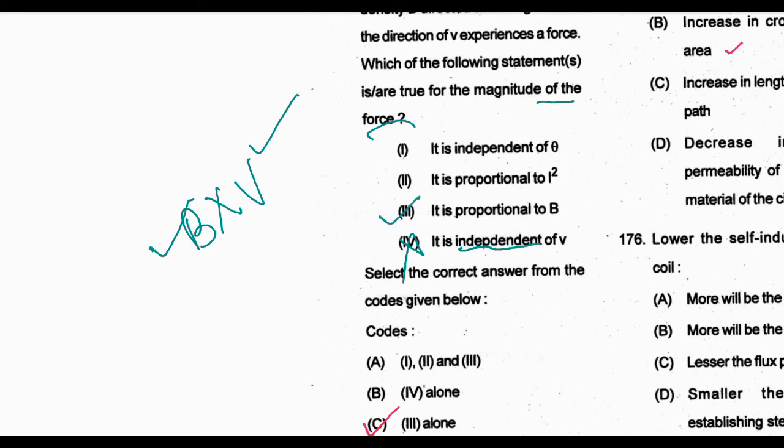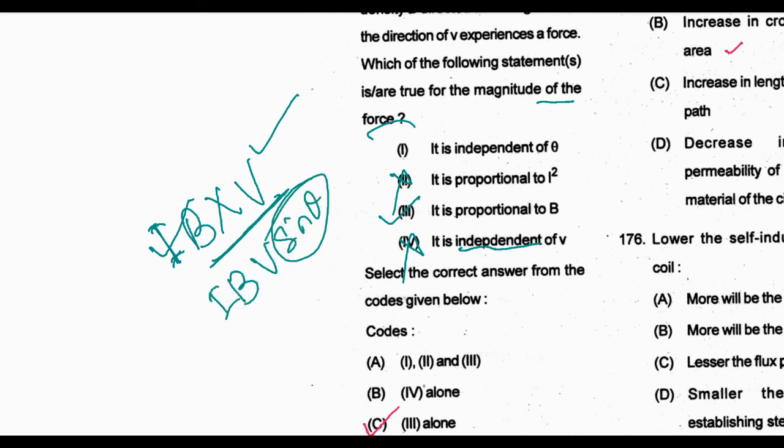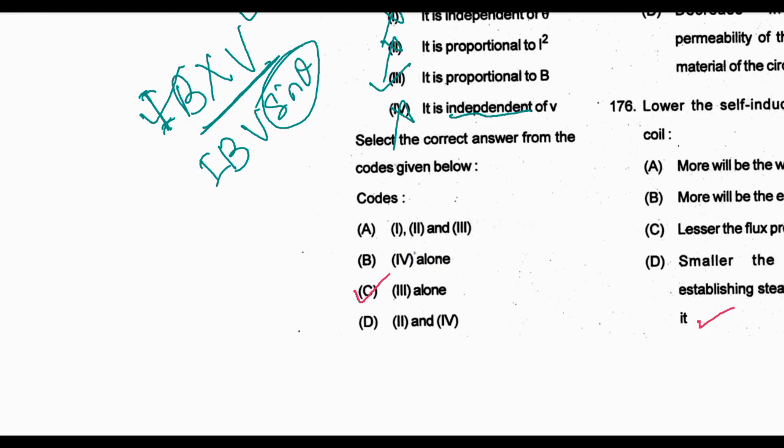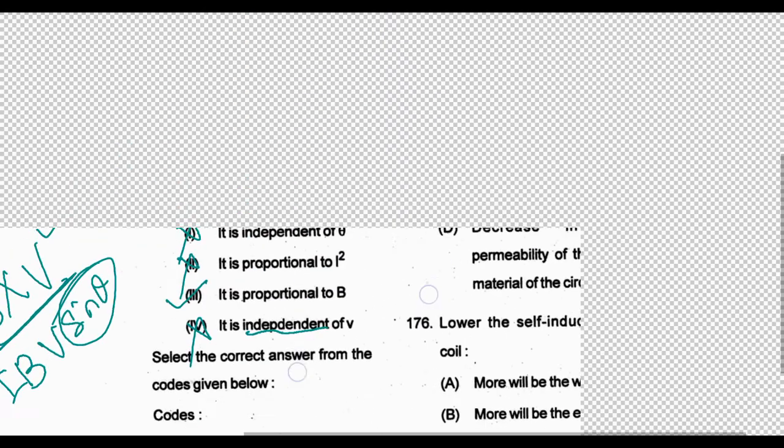It is proportional to l square. Here also l is a scalar quantity, not l square. So this is also wrong. And it is independent of theta, but as this is a cross product, it gives v sin theta, so it depends upon theta. So this is also wrong. So here which is the correct statement? Only the third statement is the correct statement here.